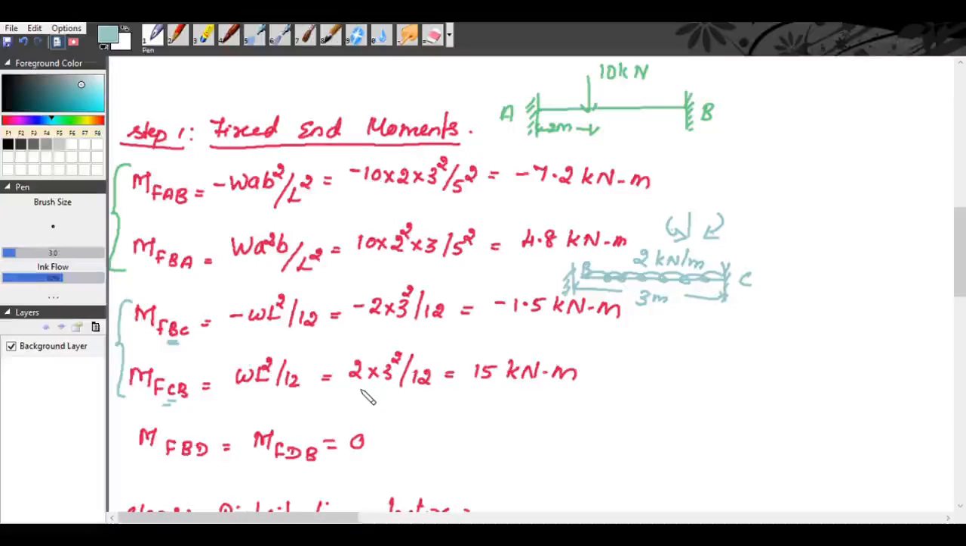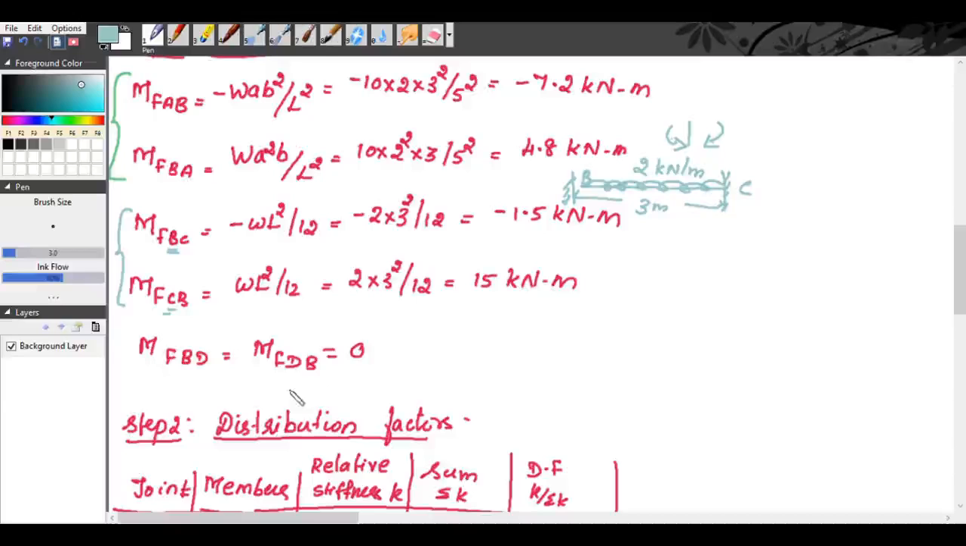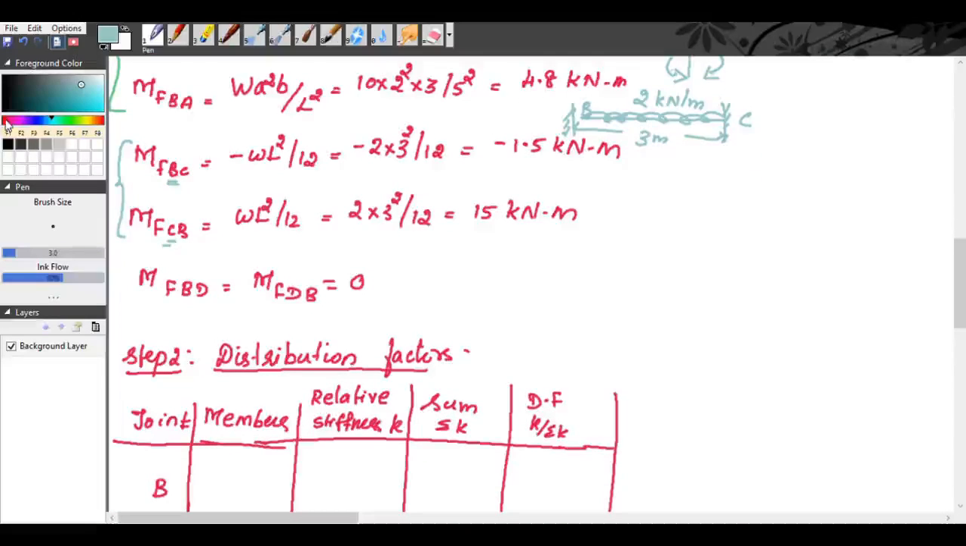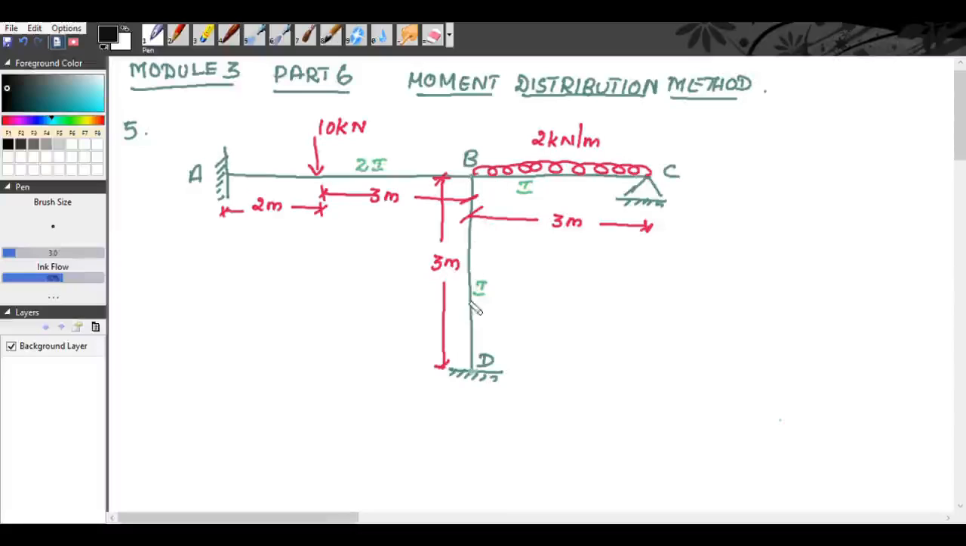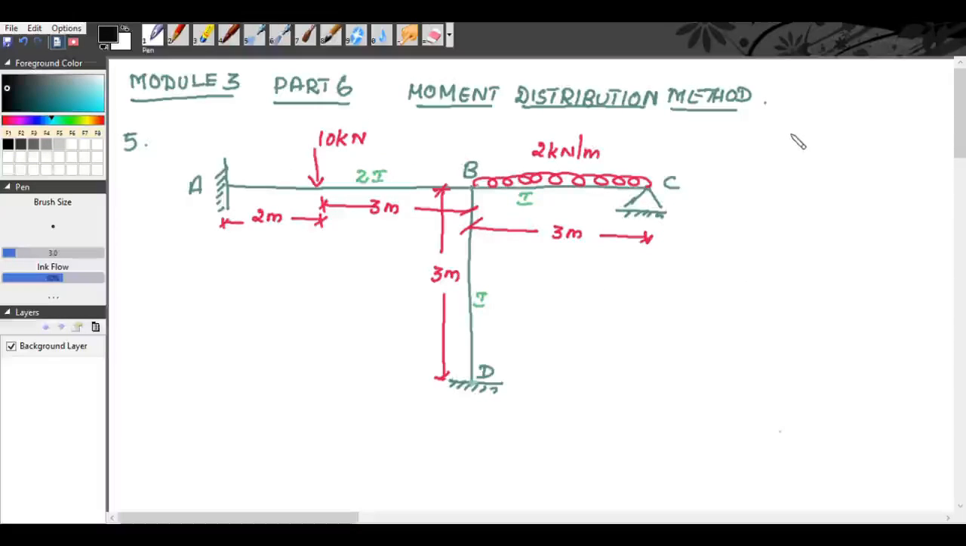We will move on to our second step, that is finding the distribution factors. You should be careful while finding the distribution factors. In previous problems we had only 2 members, here we have 3 members. We know when the far end is fixed, our relative stiffness is equal to I by L, and when the far end is hinged or simply supported, the relative stiffness is equal to 3 by 4 into I by L.